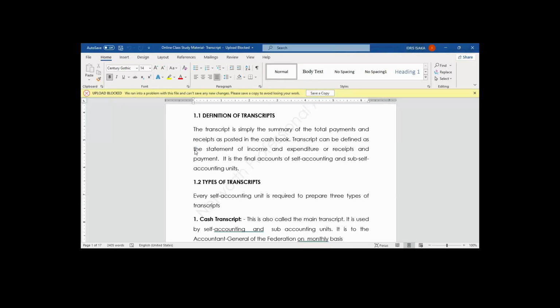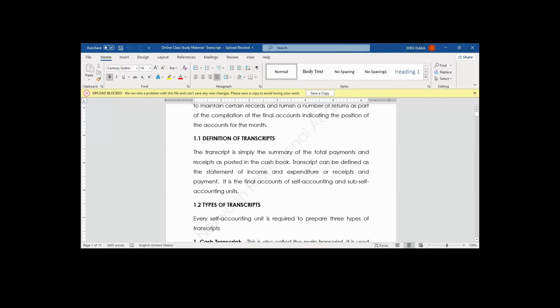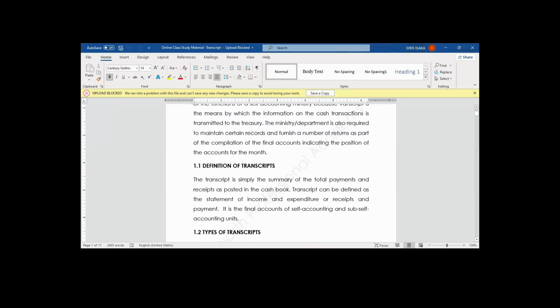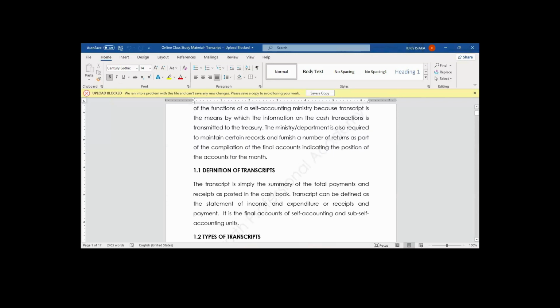So today, we shall be looking at a topic called transcript. What is transcript? First and foremost, transcript is prepared every month.